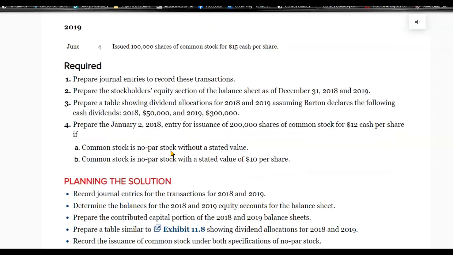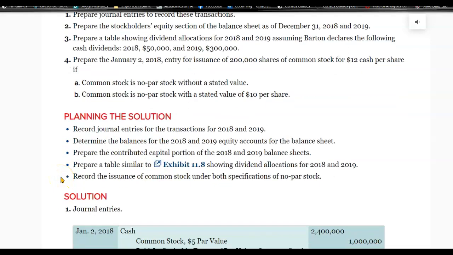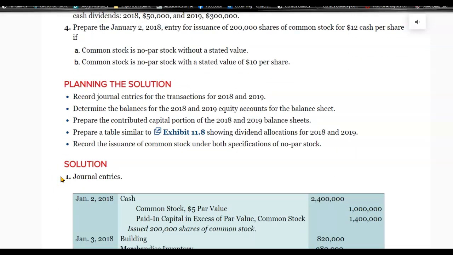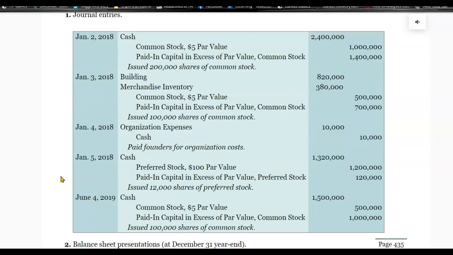And so, the one nice thing about these pre-built problems that are laid out for you is that it kind of gives you a step-by-step of what you're going to need to do. So this is your plan of attack for the problem. So let's take a look at the solution. Again, we don't have a January 1st transaction. There's no transaction on January 1st.